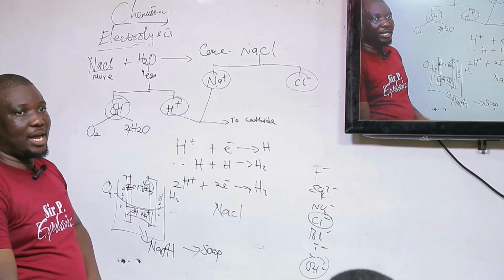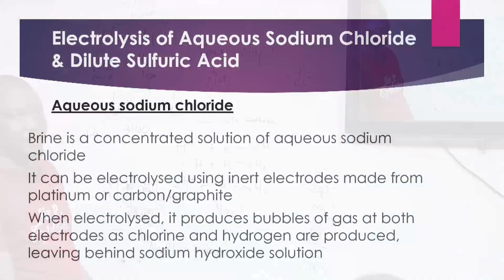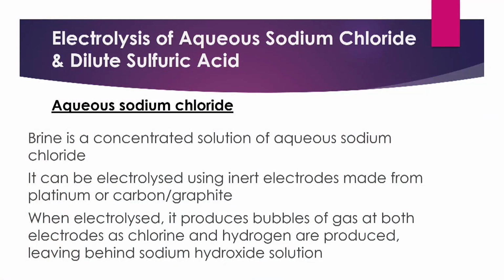So let's say when aqueous sodium chloride is electrolyzed, it produces bubbles of gas at both electrodes, as I think I told you. Chlorine and hydrogen are produced, leaving behind sodium hydroxide. That is in electrolysis of brine when it is concentrated, not when it is diluted.